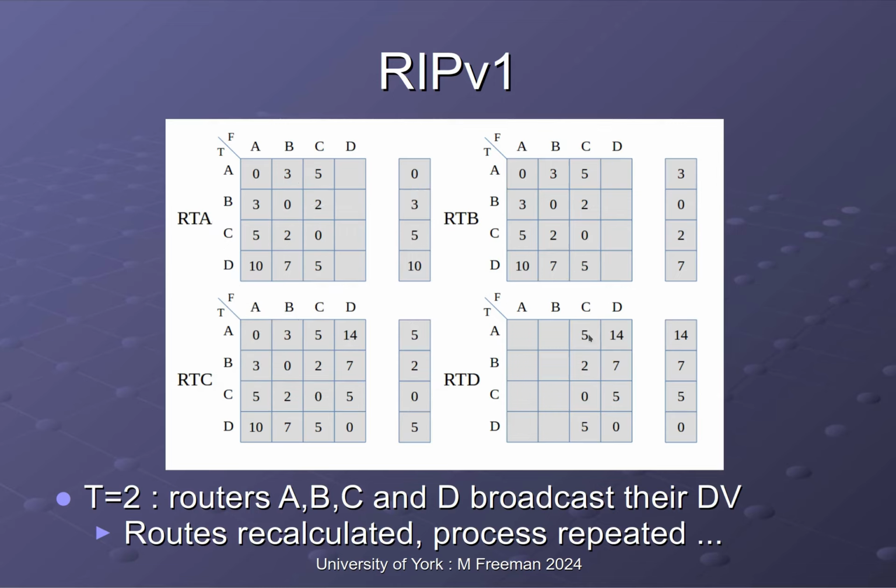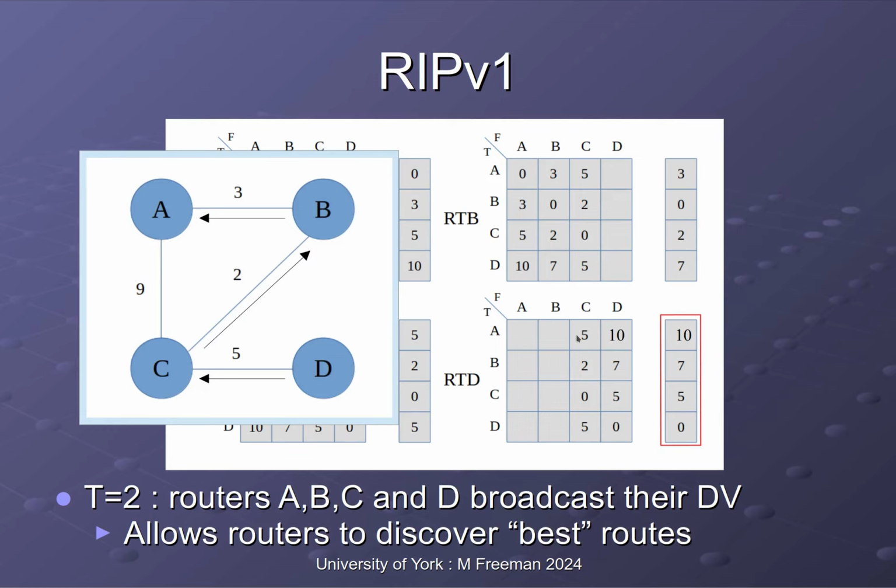And now we'll see, after they've recalculated the various distances, those values being updated. So for example, this one here, it was 14 because it went from D to C to A. But now it's learned about a shorter path from D to C to B to A. Obviously now that goes down from 14 hops down to 10, so a better path.